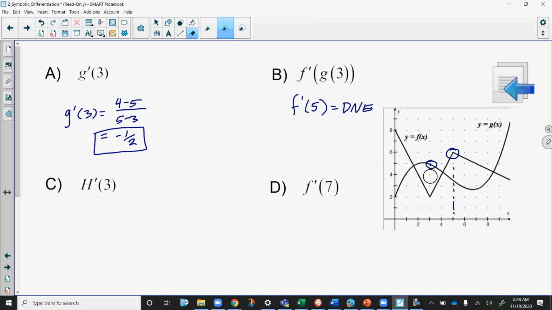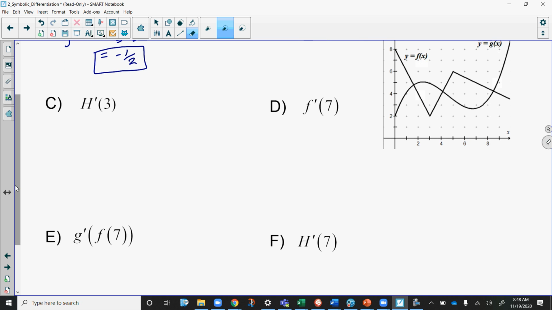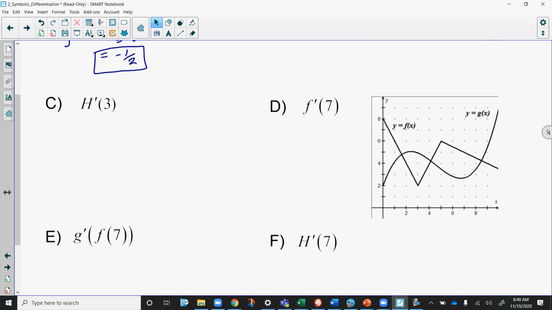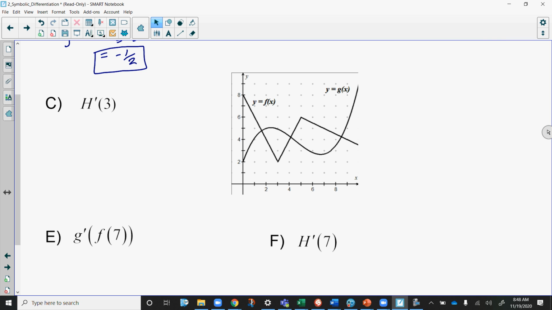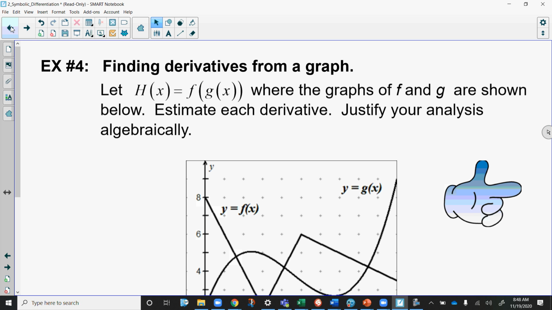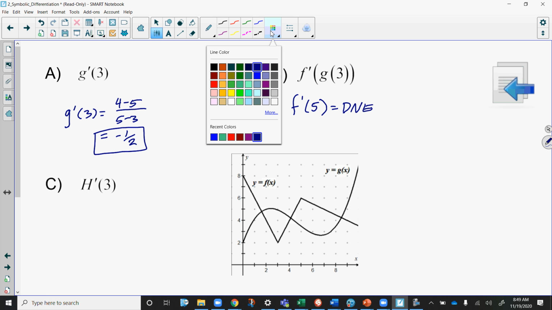Let me clean up my graph here. And now let's take a look here at example C. Okay, I think I can, there we go. So C is asking us to find h prime of 3, and it told us on the last slide that function h here is a composite of f of g of x. So we have to use the chain rule at this point for example C.